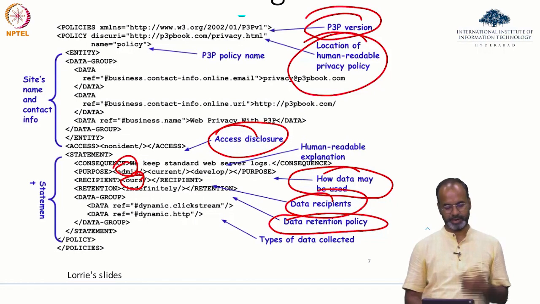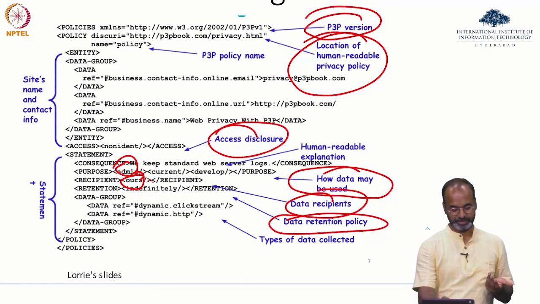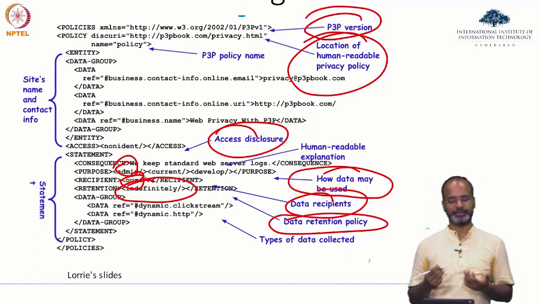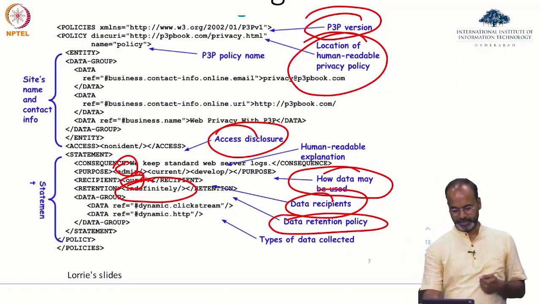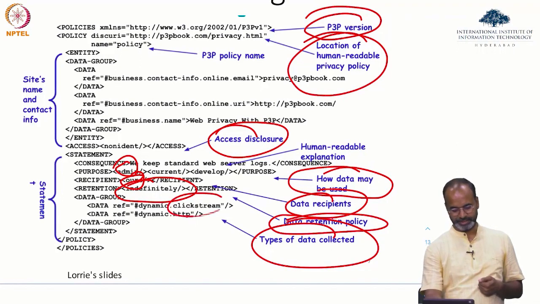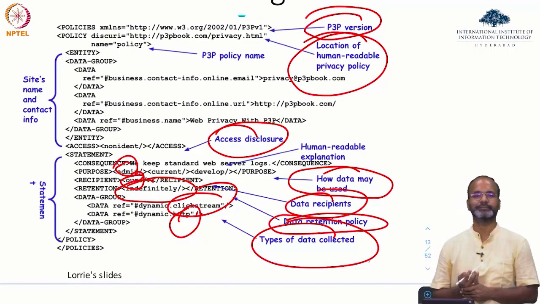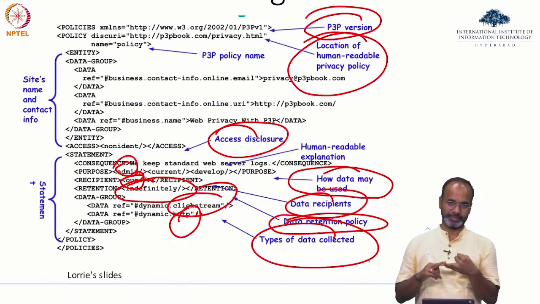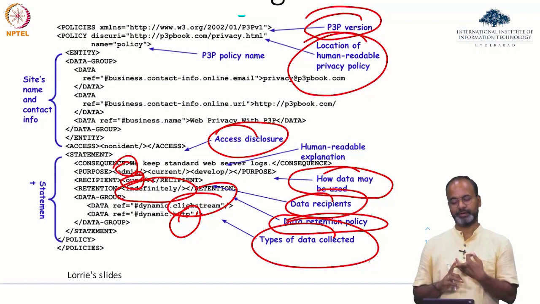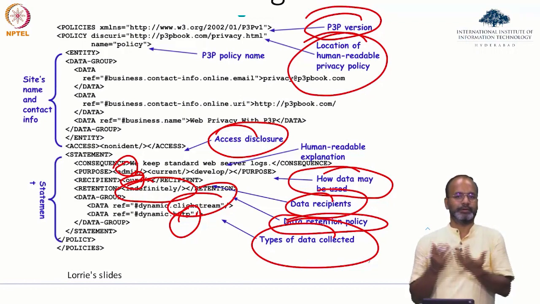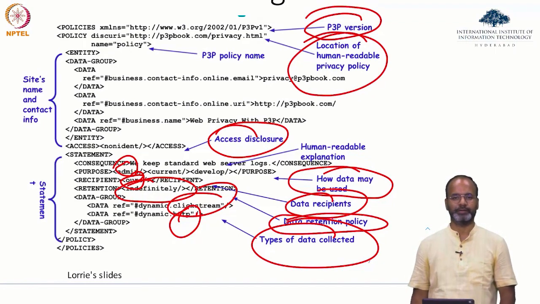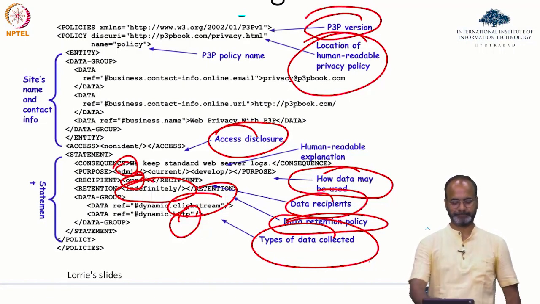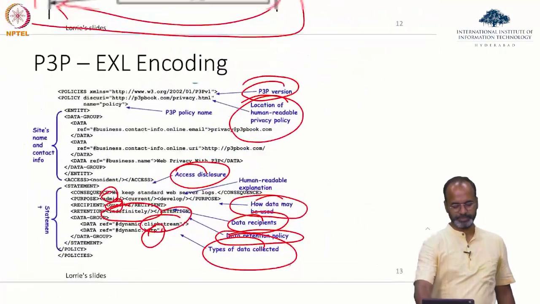data retention policy, how long the data can be kept. Data of the users can be kept indefinitely, it says here, right? Types of data collected, which is clickstream, HTTP, all the data. Right, it's talking about data being collected, who has access to the data, how long they can keep the data with them. Think of it as a privacy policy of any of the organizations that we have seen until now. All right, that's P3P.